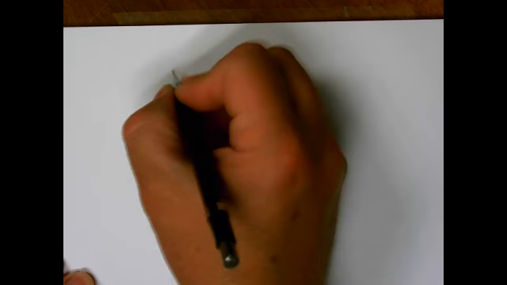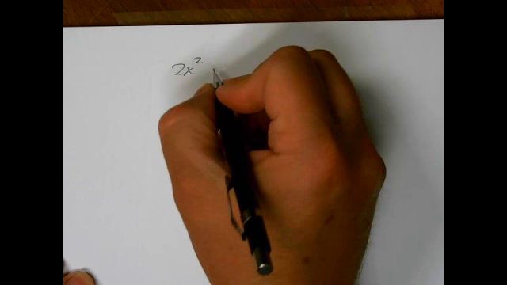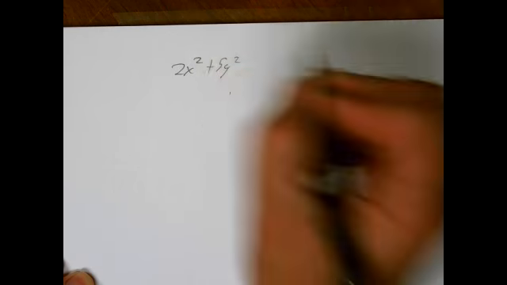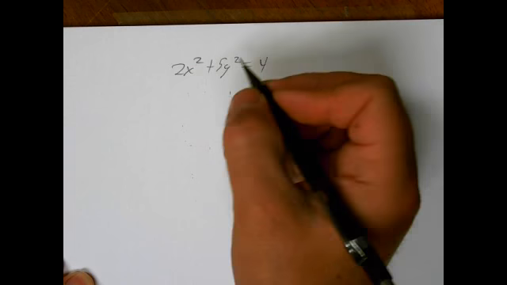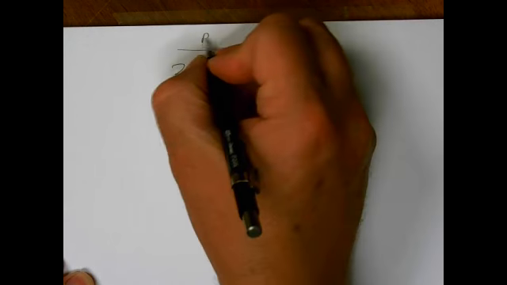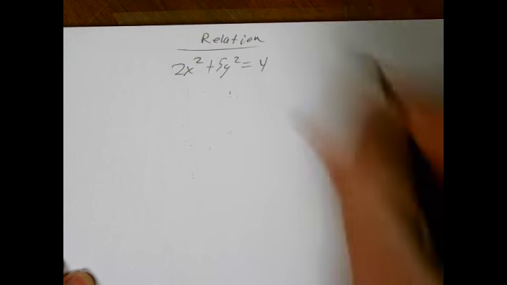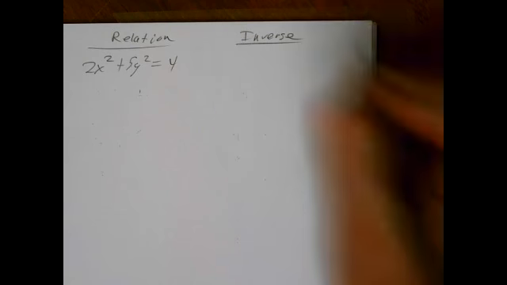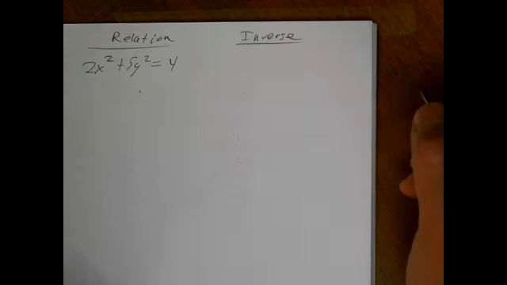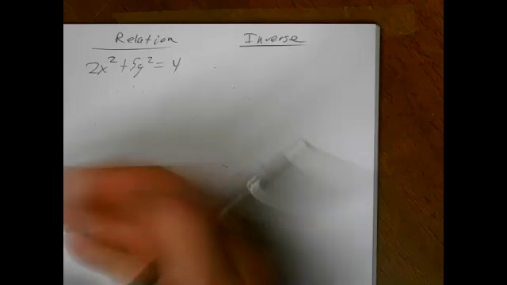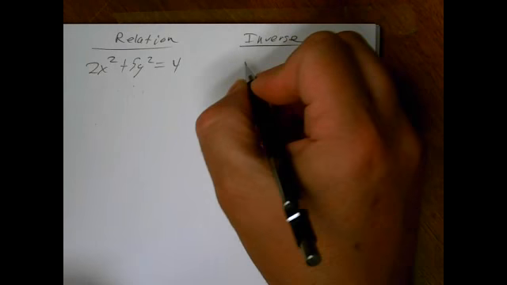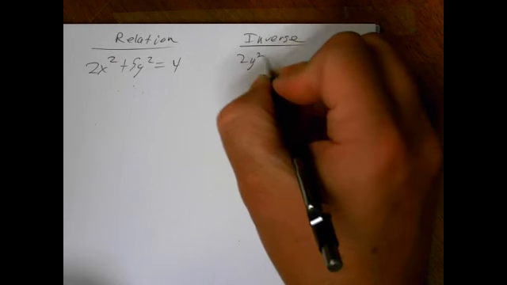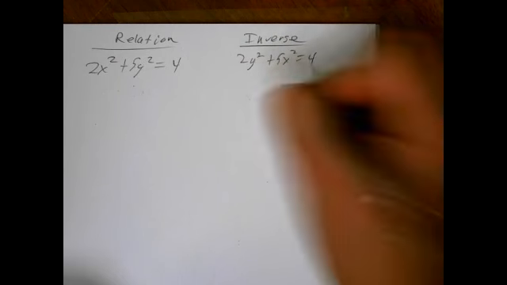Okay, for example, if they were to ask you to take 2x squared plus 5y squared equaling 4, if that is the original relation, then what will the inverse of the relation look like? Again, remember, when you move from a relation or a function to its inverse, what happens is x and y trade places. So this will become 2y squared plus 5x squared equaling 4.